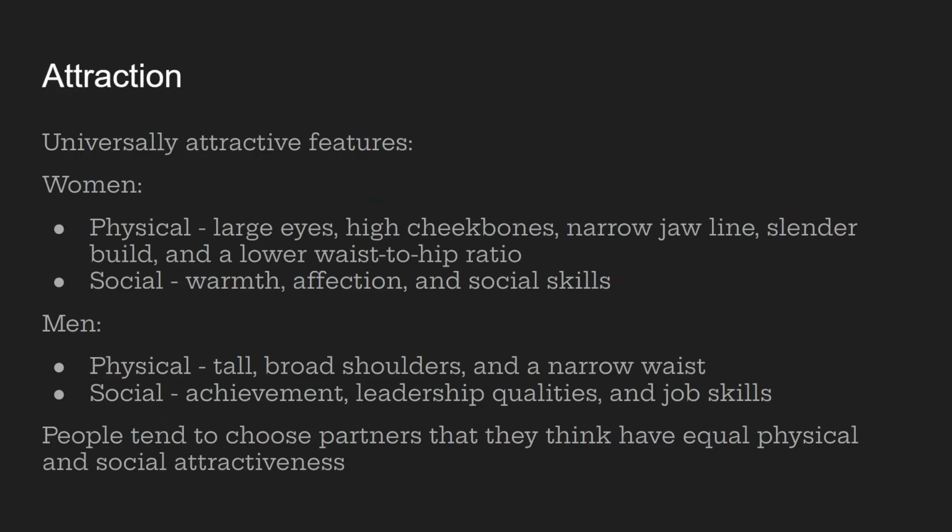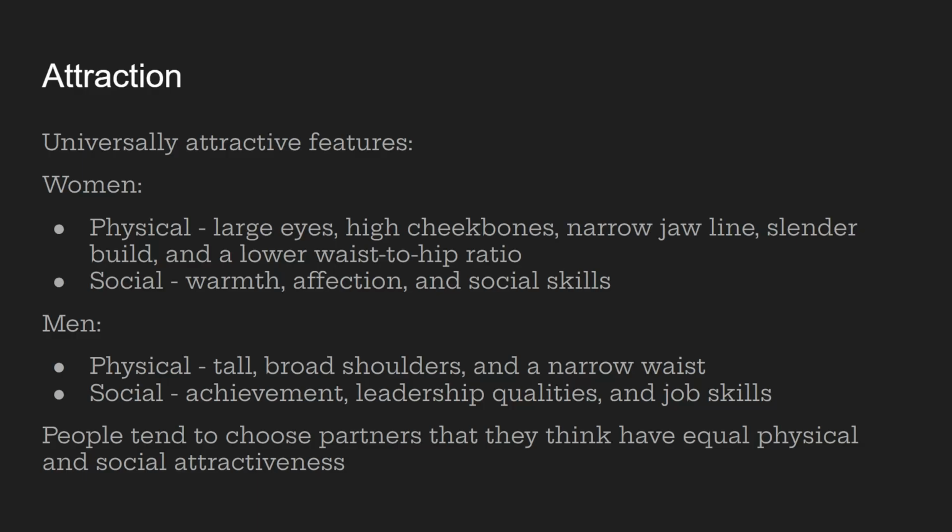So attraction, the universally attractive features for women, the physical ones are large eyes, high cheekbones, a narrow jawline, a slender build, and a lower waist-to-hip ratio. And then the social universally attractive features are warmth, affection, and social skills. And then for men, the physical attractive features are being tall, having broad shoulders, and having a narrow waist. And then social attractive features would be achievement, leadership qualities, and job skills.